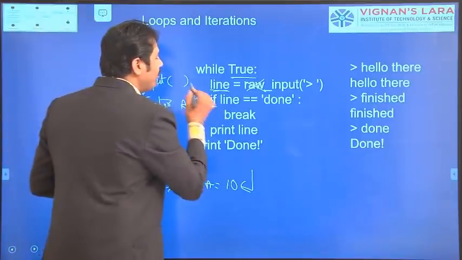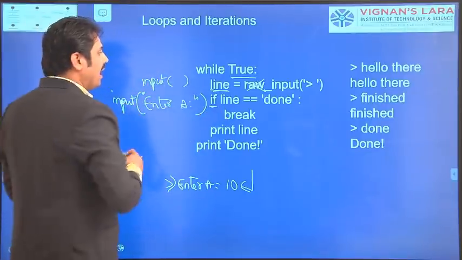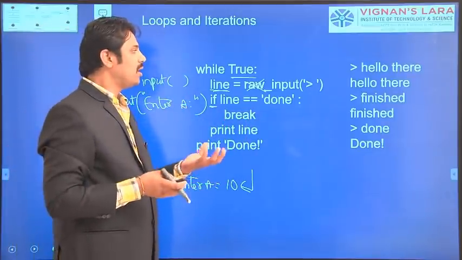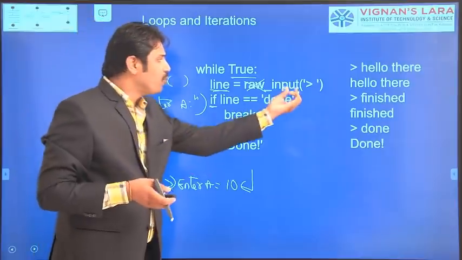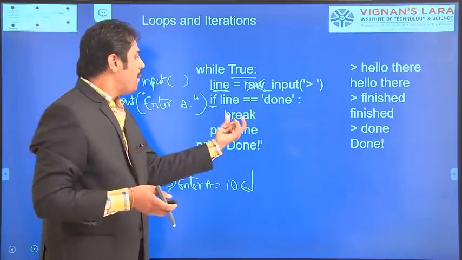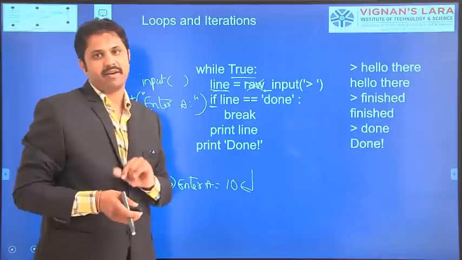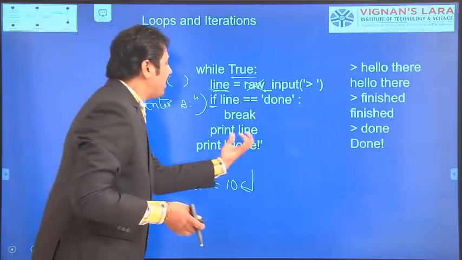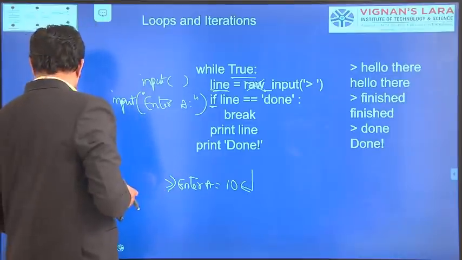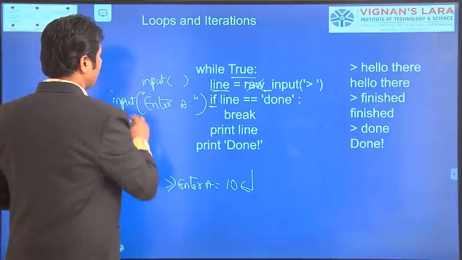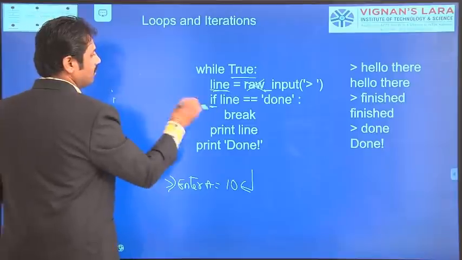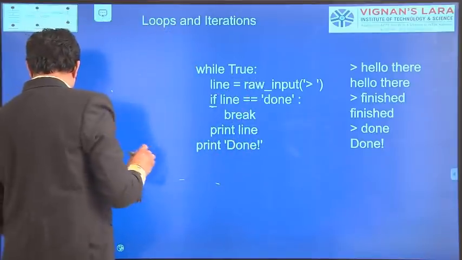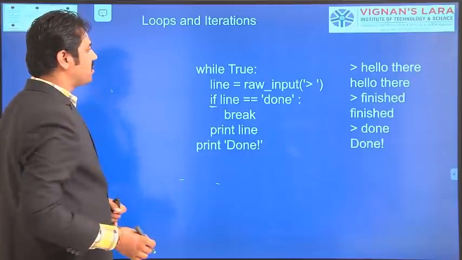Okay, if I am writing a condition, if line equals to done, you simply say break. Otherwise, print line. Let us see here how this program is going to be executed.